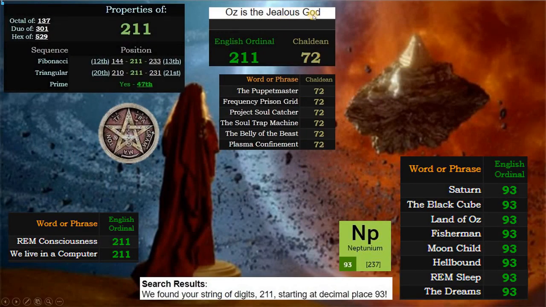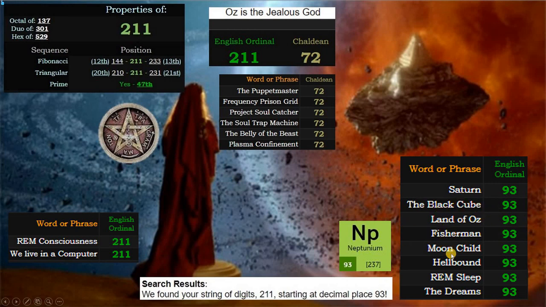Osiris, the jealous god, is 211 in English ordinal, and this is the 47th prime number linked to the Tetragrammaton. And we have REM consciousness, and we live in a computer, being 211 in English ordinal, plus all the other words we saw at the beginning of the presentation. And 211 can be found at the 93rd digit of pi, linked to element Neptunium that we saw at the beginning. And remember, 93 is the number of Vishnu in English ordinal. And it was linked to Saturn, the Black Cube, the Land of Oz. It always goes back to the Land of Oz.